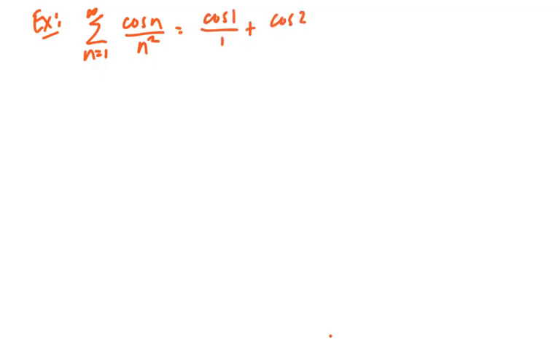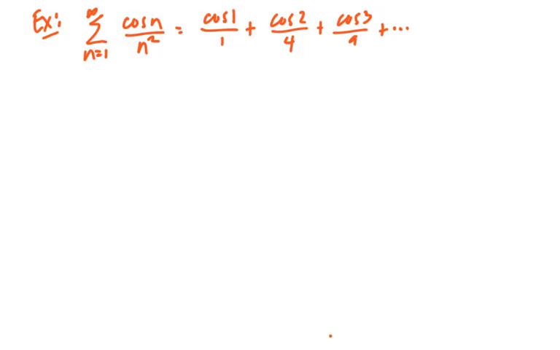So let's look at another example. It says, consider the series, the sum from n equals 1 to infinity, cosine of n over n squared. So this is cosine of 1 over 1 plus cosine of 2 over 4 plus cosine of 3 over 9. Now, whenever we look at trigonometric functions, they are always in radians.